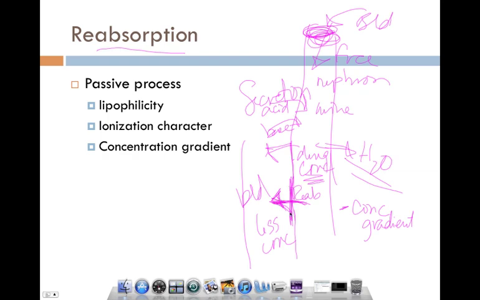Then in order for it to move through there, remember it has to be unionized, and it also has to be lipophilic enough, lipid-loving enough to move through that lipid layer. So there has to be a concentration gradient, it has to be unionized, and it has to be lipophilic enough. Remember, ionization character is determined by Henderson-Hasselbalch.